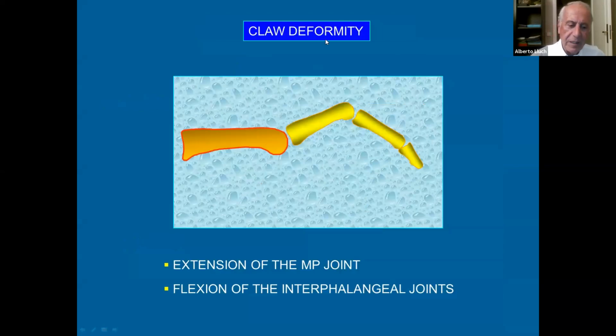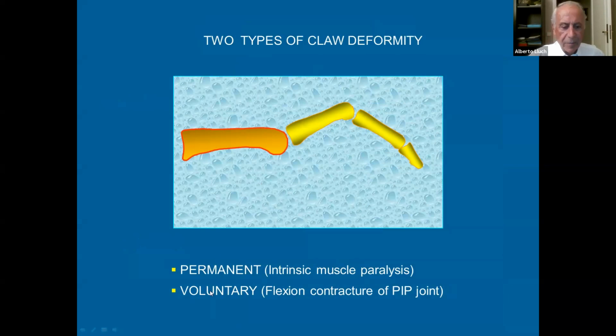The claw deformity is defined as an extension of the MP joints and flexion of the interphalangeal joints. This is a claw deformity. And there are two types of claw deformities. A permanent one, which is from intrinsic muscle paralysis, from a median and ulnar nerve lesion, in which the patient will always have a claw deformity.